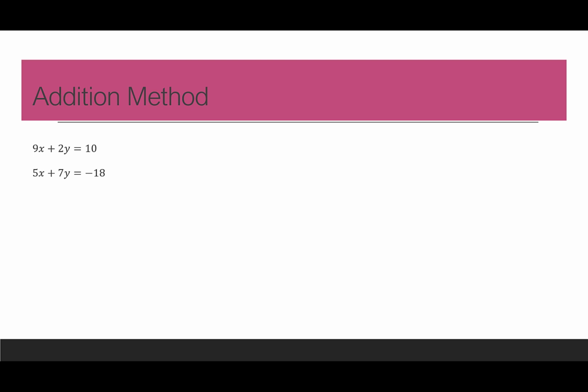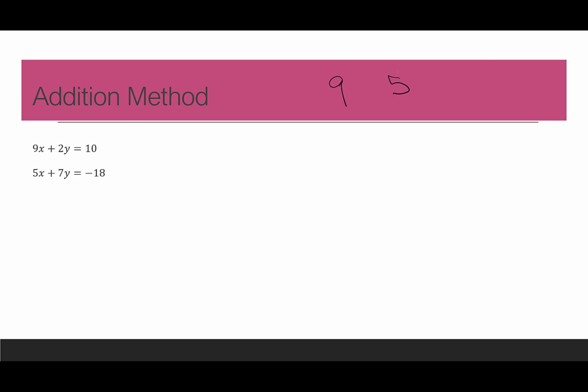This one says 9x plus 2y is 10. I have 5x plus 7y is negative 18. So nothing really matches right now. So our first thing is to decide, do I want to get rid of x? Do I want to get rid of y? And just because I've gotten rid of y so often, let's get rid of x this time.